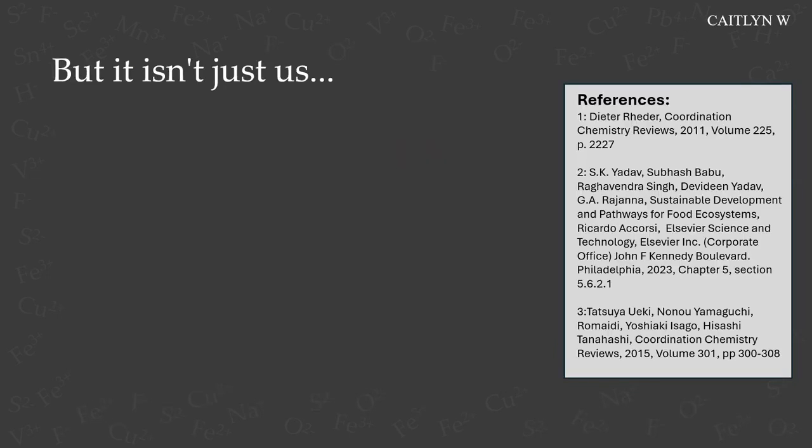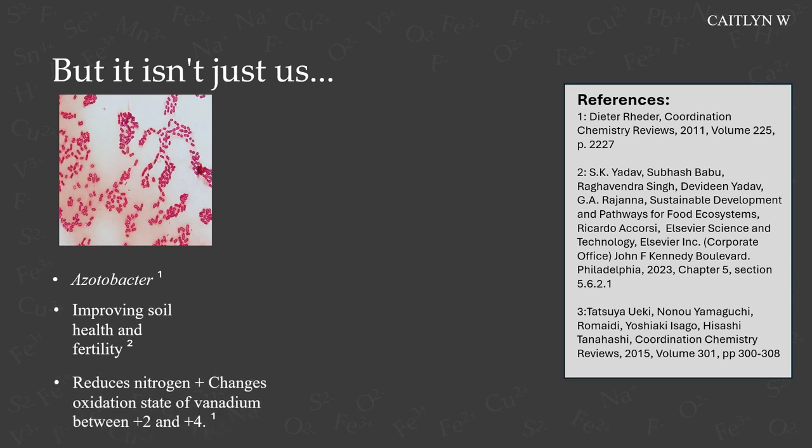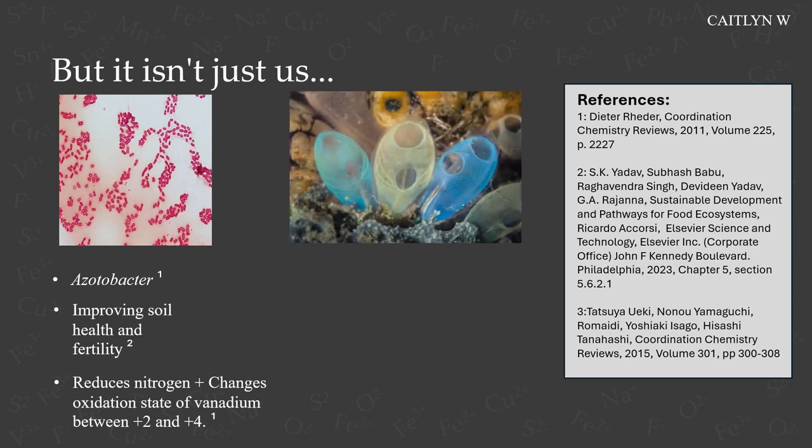But it isn't just humans that rely on these oxidation states of transition metals. This is a bacteria called Azotobacter. It likes to keep our soil nice and healthy and fertile in a redox reaction between nitrogen and vanadium, in which nitrogen is reduced and vanadium is oxidized from +2 to +4 state. These are called sea squirts. They acquire vanadium in the +2 oxidation state from seawater, which they then use for defense against bacterial infections.